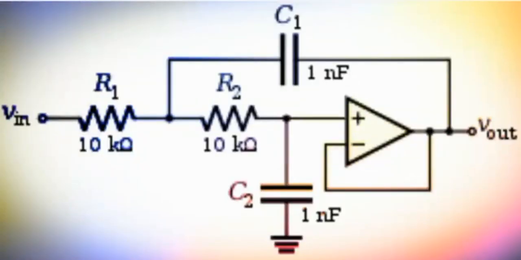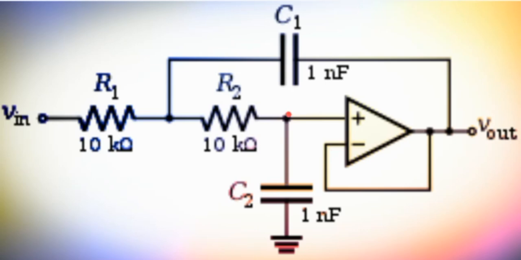Here we see a circuit that includes an operational amplifier as shown right over here, and we also see we have got two resistors and two capacitors as shown. We have got an input signal right here, and here we have an output signal. The output of the operational amplifier is tied back to the input, specifically to the negative pin.